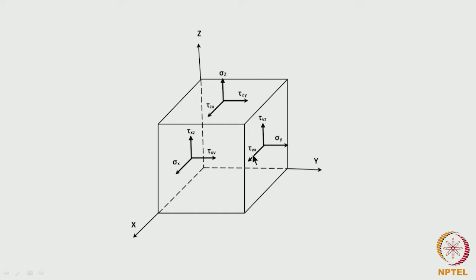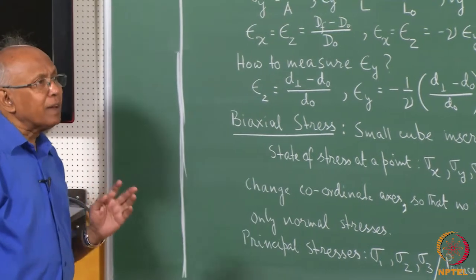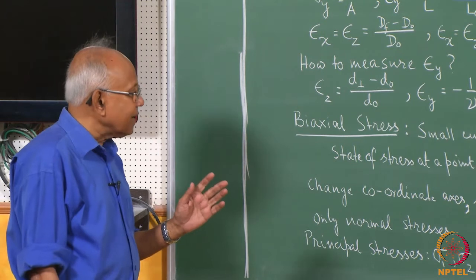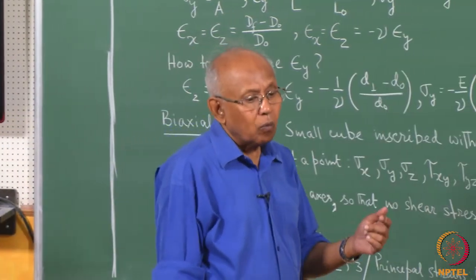So, it is possible to change the coordinate axis of this cubic body from x, y, z to some other, such that there won't be any shear stresses present on the surfaces, only normal stresses. Now, in that case, we say that the normal stresses will be sigma 1, sigma 2 and sigma 3 along the axis 1, 2 and 3.